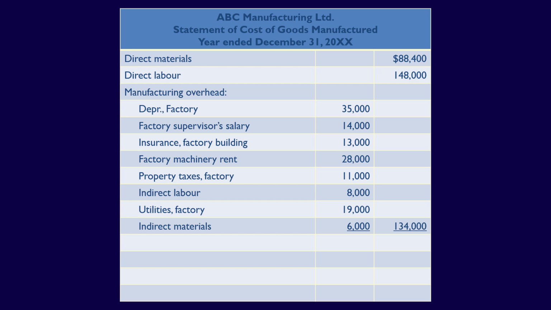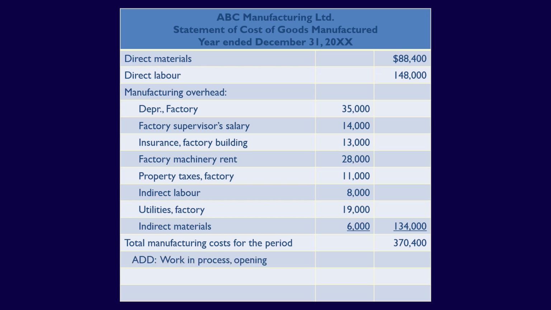We now have to add all three product costs together. Direct materials, $88,400, direct labor, $148,000, and manufacturing overhead, $134,000. The total manufacturing cost for the period is $370,400. This represents all of the product costs which we added into the production process during the period.